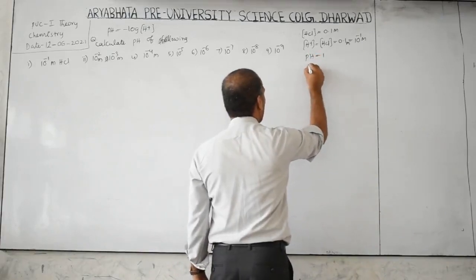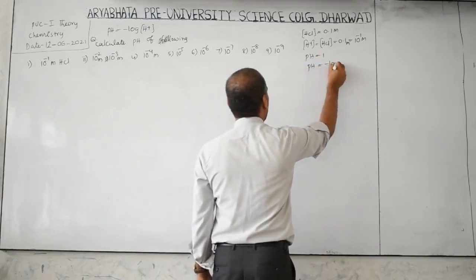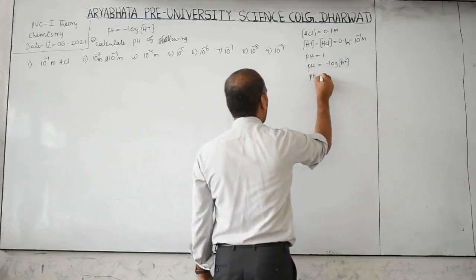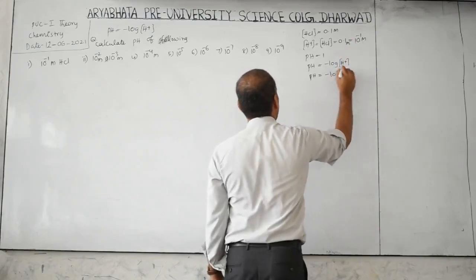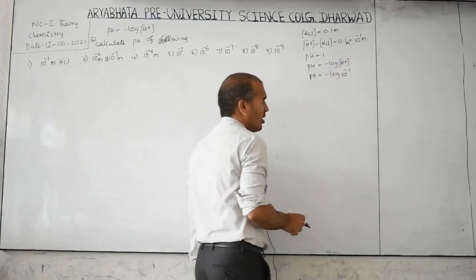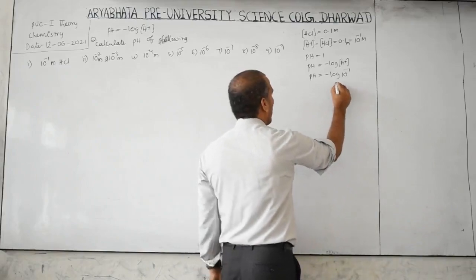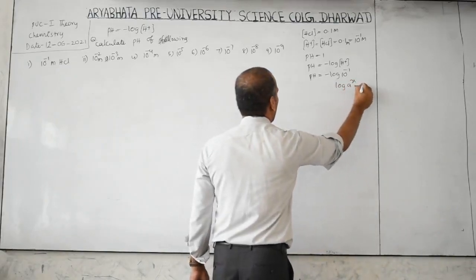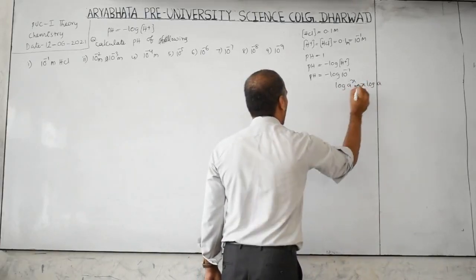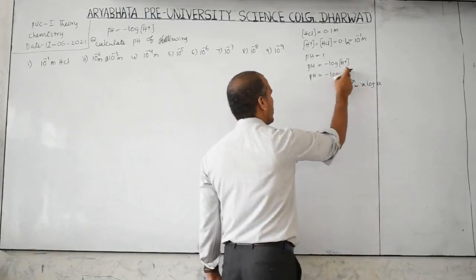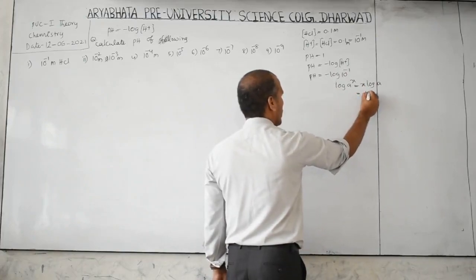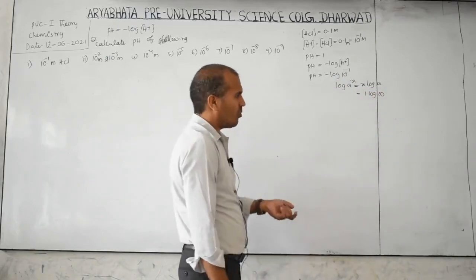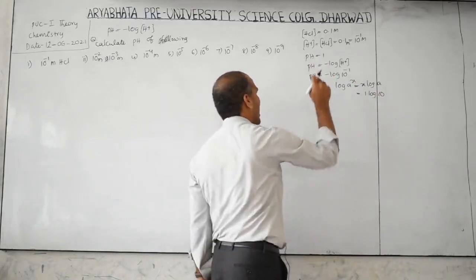Therefore pH is equal to how much? 1. Why is this? pH is equal to minus log of H plus ion concentration, 10 power minus 1. Then this is in which form? Log a power x form. Log a power x form can be represented as x into log a. Therefore minus into minus, this is plus 1, log 10. Log 10 value is already given, 1. 1 into 1, 1.